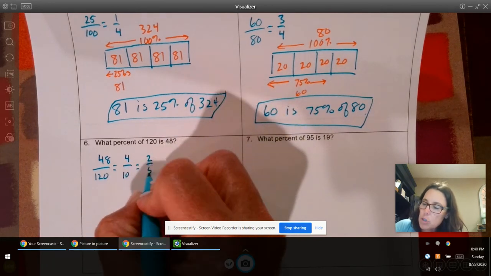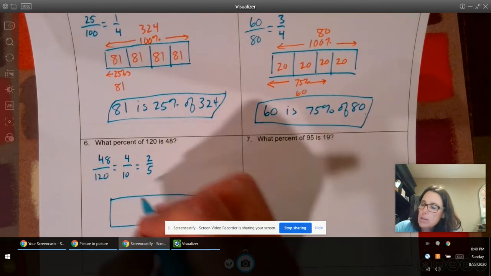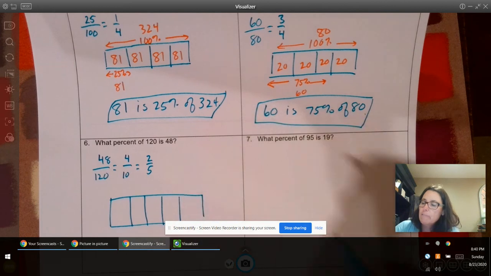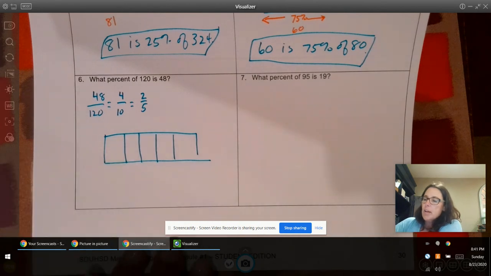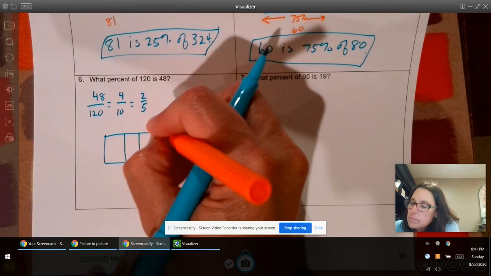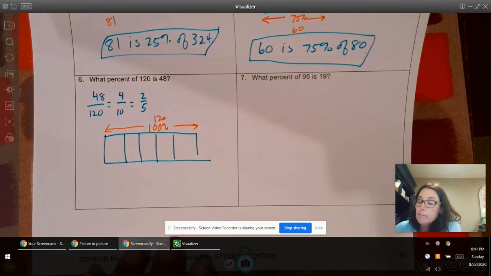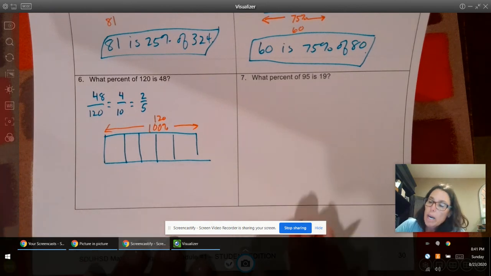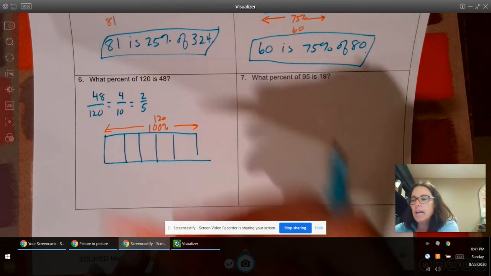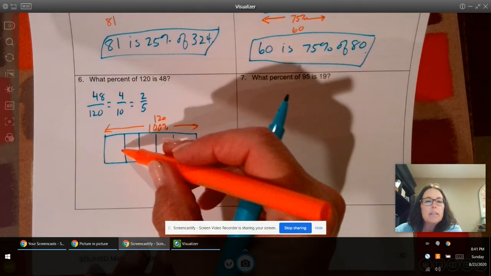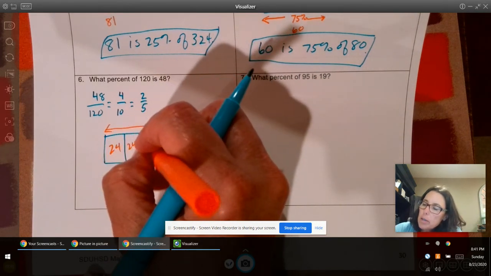Then it goes down to 2 parts of 5. All right, so we've got our box. 1, 2, 3, 4, 5. Scooch that up. The whole thing is 100% and 120. If we have 5 boxes totaling 120, your next question should be, I need to find the magic number. How do I do that? I take the 120 and divide it by the number of boxes, 5, and I get 24 is my magic number.